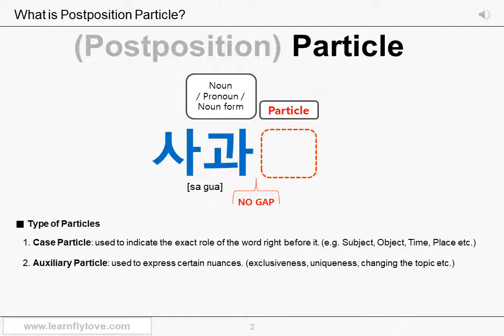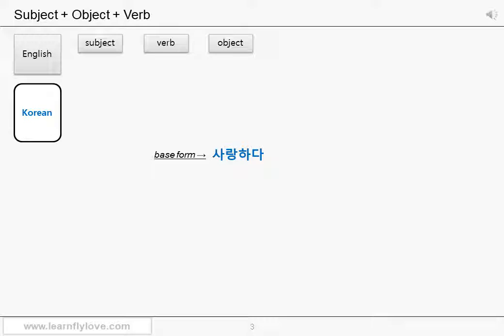Let's learn about the most basic but the most useful sentence pattern: subject plus object plus verb. In English, of course, a verb comes first and an object comes right after. I told you that there is no fixed order of words in Korean. Do you remember? That's still true. But if you ask me the order people usually use, I would say subject comes first and an object comes next, followed by a verb at the end. So subject plus object plus verb.